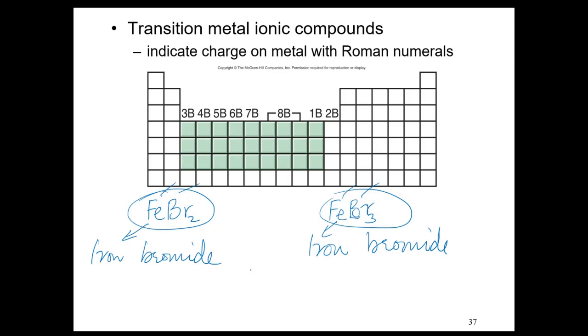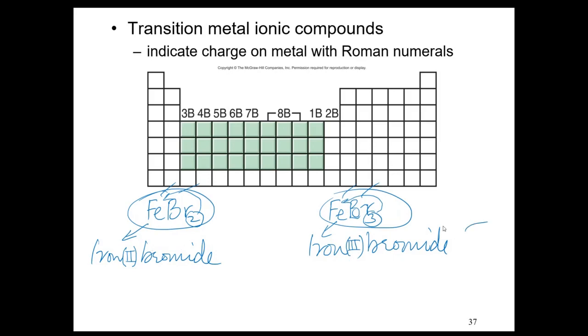Very good, excellent. But here, if a transition element is present, then you will write the charge in brackets. What is the charge on this iron? 2. This is the charge of this iron. So iron 2 bromide. Here this 3 is the charge of this iron, so it is iron 3 bromide.